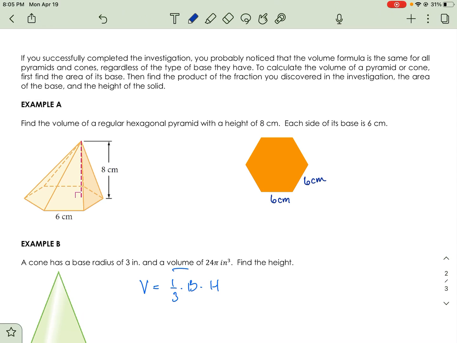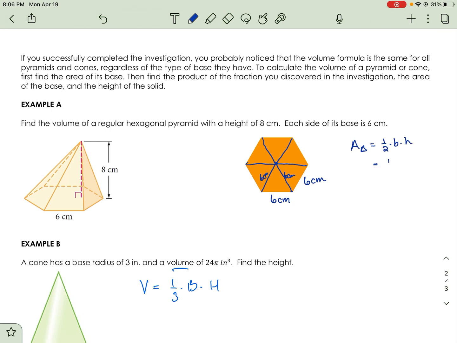Now, the next thing that we need to do is recall how to find the area of a hexagon. If you remember from, I believe it was chapter 7, we saw that you can break a regular hexagon up into 6 equilateral triangles. So we know that for each of these triangles, the sides are 6 centimeters. To find the area of this base, we need to find the area of one triangle and then multiply it by 6. Remember, the area of a triangle is 1/2 times base times height.